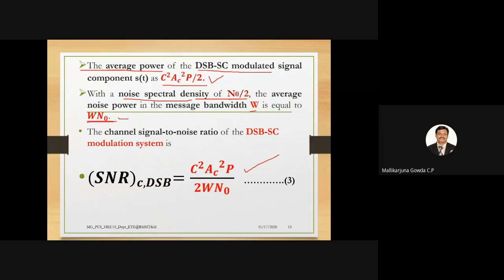Similarly, I need to find out the output SNR. Then I can find out the figure of merit, right? So to find the output SNR, which is determined at the output of the receiver, I will represent the filtered noise in the form of narrow band noise. So I can write x of t, the output of the band pass filter, equal to s of t plus n of t.